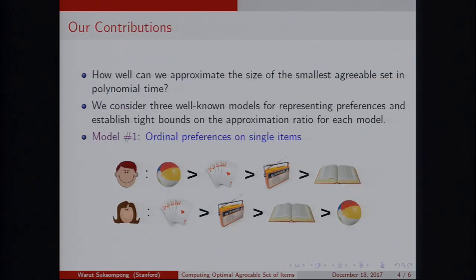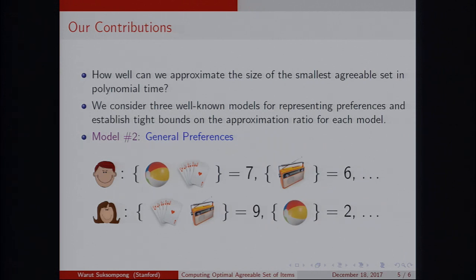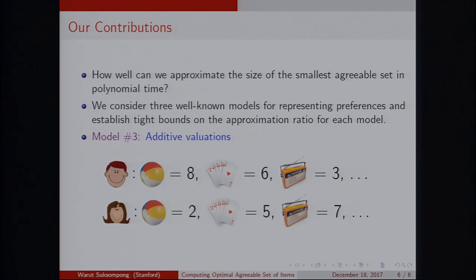So in this work, we consider the question of how well we can approximate the size of the smallest agreeable set in polynomial time. And for this, we consider three well-known models for representing preferences, namely ordinal preferences on single items, where each agent just submits a ranking over the items, general preferences, where the agents can have arbitrary preferences over subsets of items, and additive valuations. And for each model, we established tight bounds on the approximation ratio of algorithms that run in polynomial time.